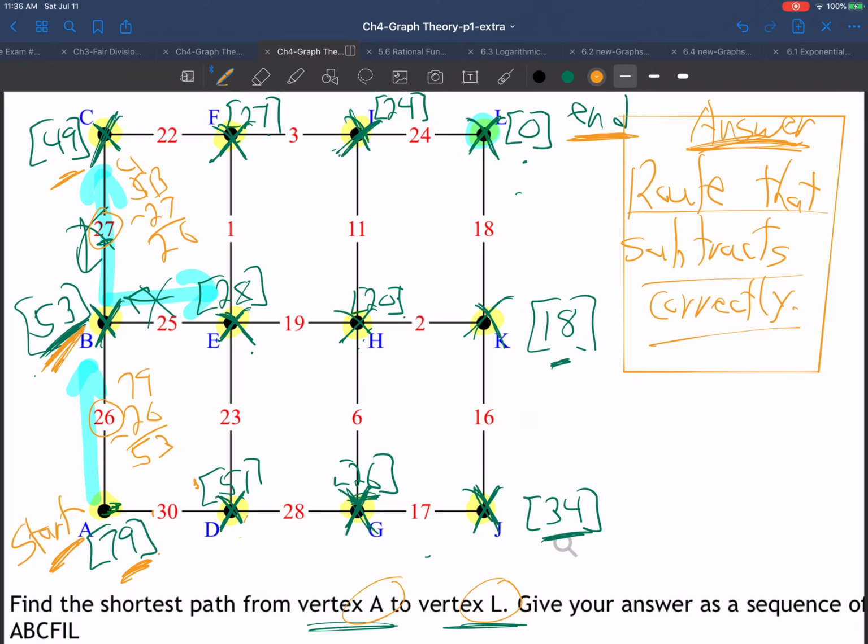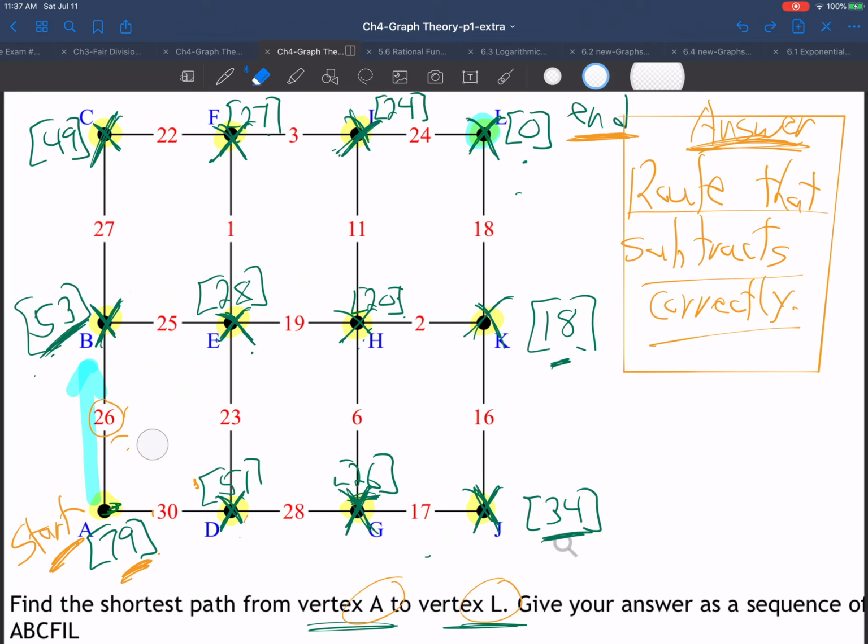B is 53 minutes from the end. You take this 25-minute trip to E. 53 minus 25 is 28. Yep, E is 28 minutes. That's right. That's the right route. This is getting messy. I'm going to try to get rid of all that mess, if you don't mind. All right, so the better route is this way. It subtracts correctly. 53 minus 25 is 28.